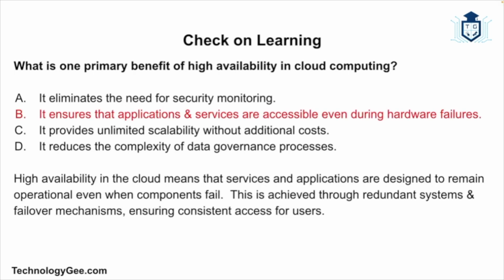And the correct answer is it ensures that applications and services are accessible even during hardware failures. So high availability in the cloud means that services and applications are designed to remain operational even when components fail. And this is achieved through redundant systems and failover mechanisms, ensuring consistent access for users.